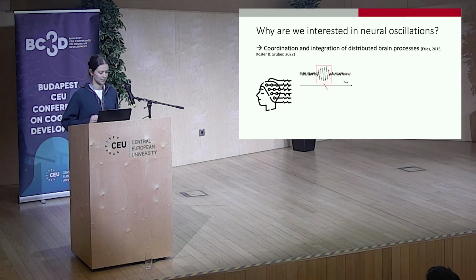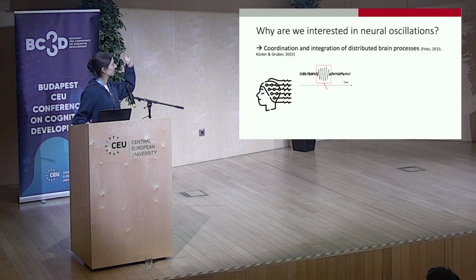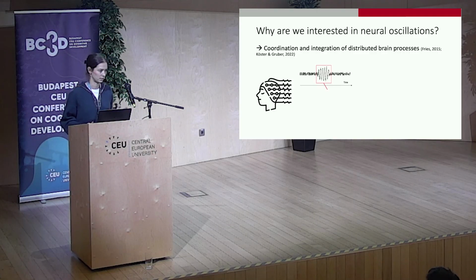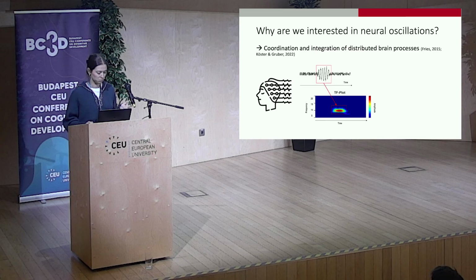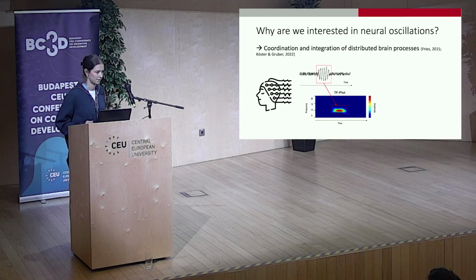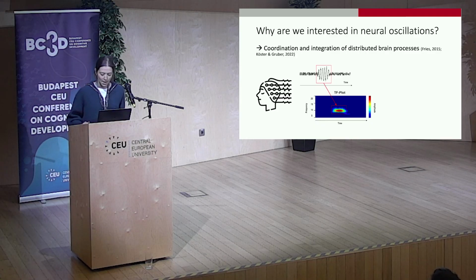Studying these neural oscillations gives us insights into the coordination and the integration of distributed brain processes. Typically, we assess oscillations with an EEG. The data would look a little bit something like this. And what we can then do is decompose this type of signal into the time and the frequency components. The results typically look like this. So this is a time frequency plot with time on the x-axis and the frequency on the y-axis, and then the amplitude is coded in color. Essentially, this gives us information about which frequency is present to what extent at a given time point.